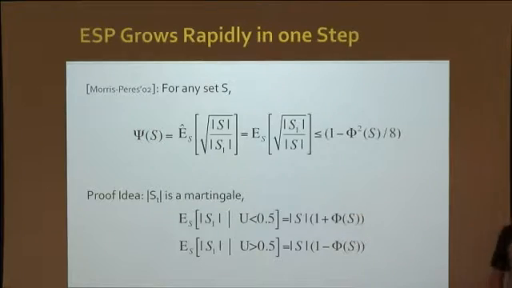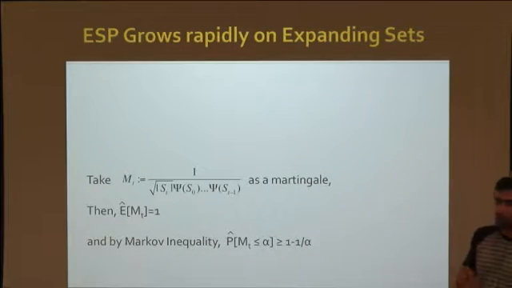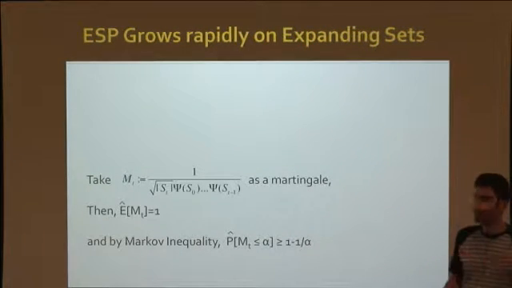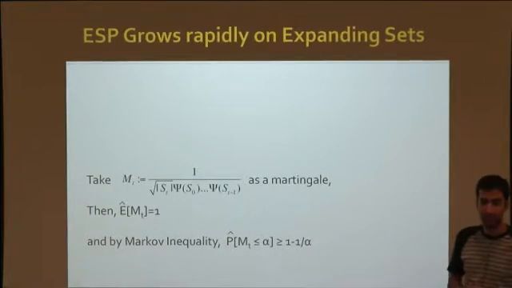All right? So now how can we use this to prove that, overall, the set grows rapidly? Let me call this ratio psi of S. This is a ratio that just depends on S. Now, the idea is to define a martingale. We define M_t as 1 over root S_t times the product of the psi functions of S_0 up to S_t. And it is very easy to see that this is a martingale.